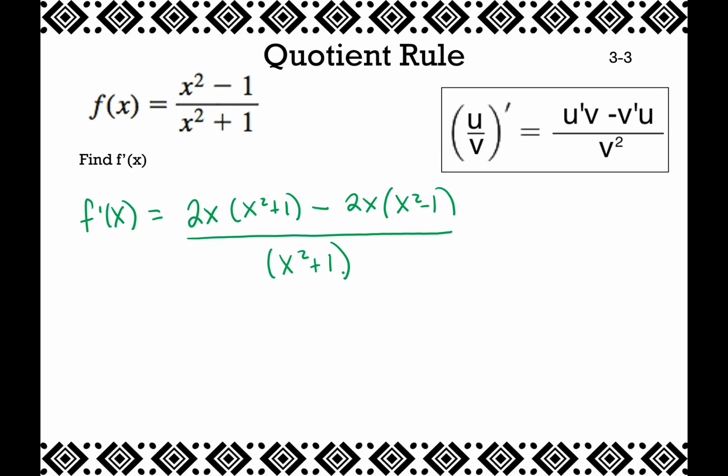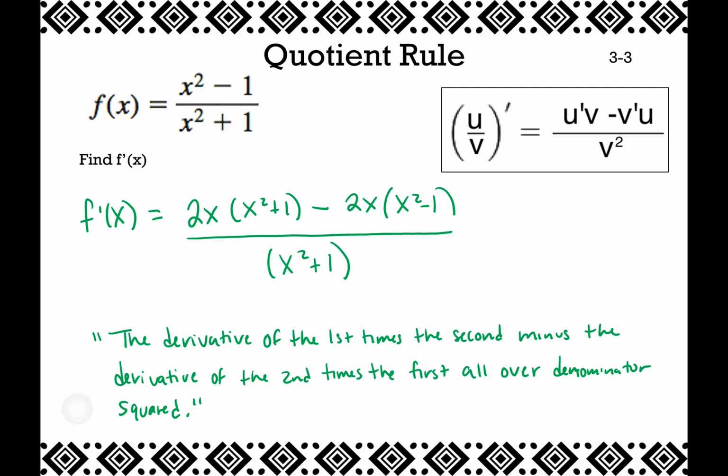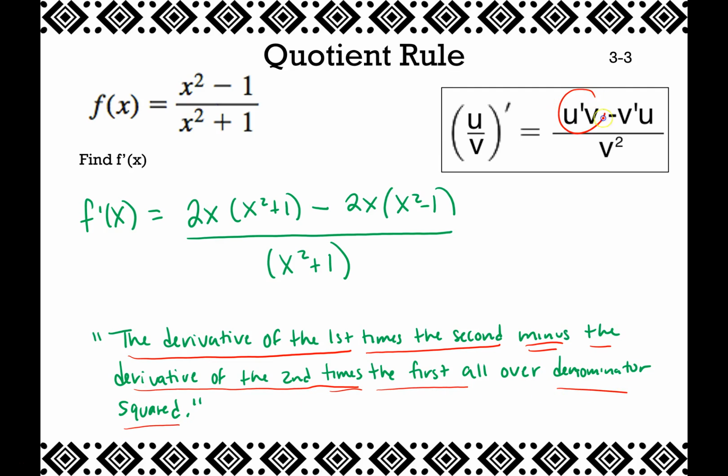I'm going to pause this video and write out how to say this in words, and maybe you like that method better. All right, here you go. So here's how you would say this in words, and I do like saying it in words. The derivative of the first times the second minus the derivative of the second times the first, all over denominator squared. Or you can think of it as u prime v minus v prime u over v squared. Or low d high minus high d low divided by low low.